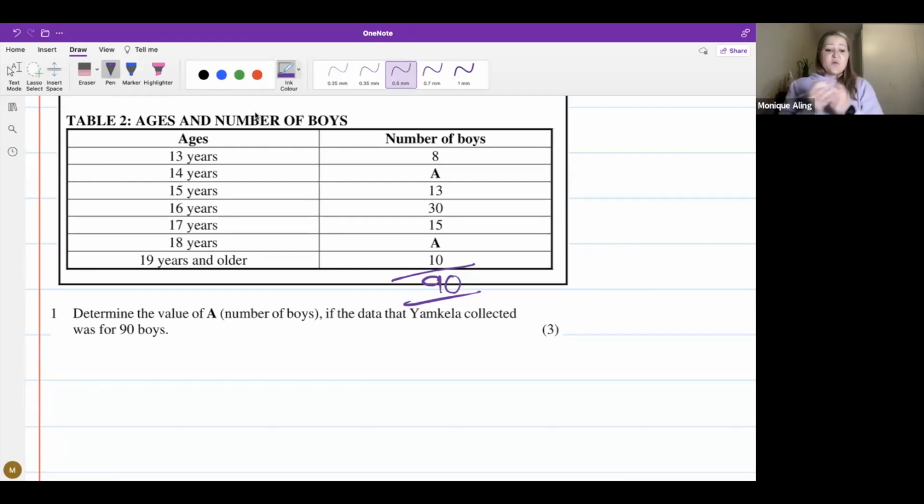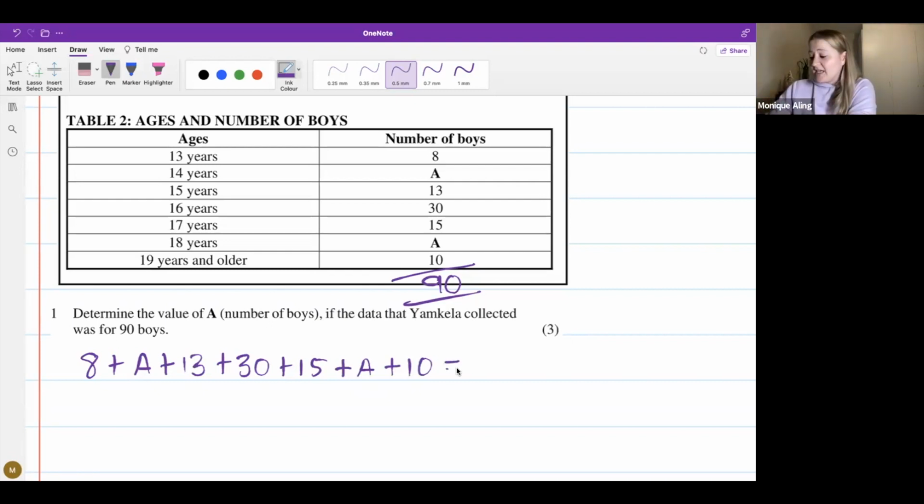Let's have a look at it. So we know that the total is 90 boys, right? So we can take all our numbers. We can say 8 plus the letter A plus 13 plus 30 plus 15 plus the letter A plus 10. Now, if I add all of those up, it should equal 90.